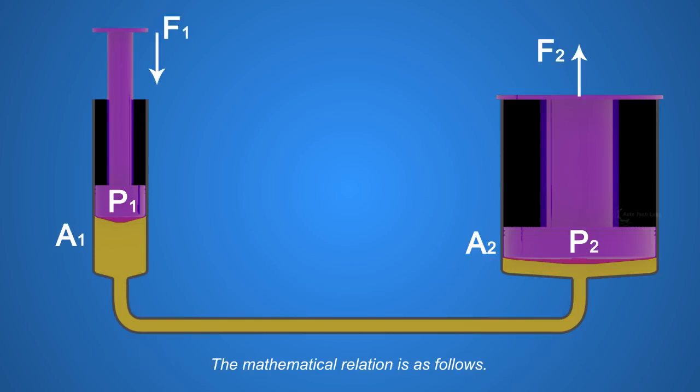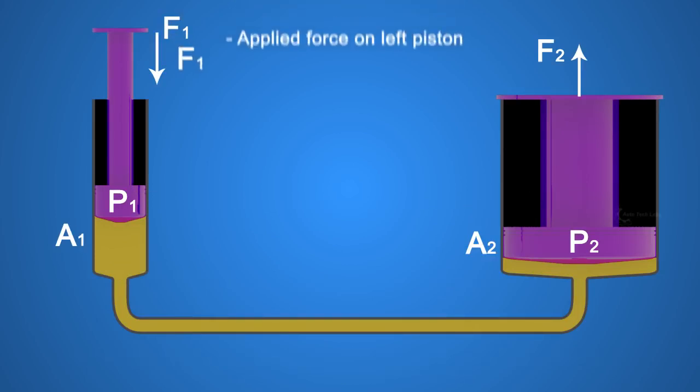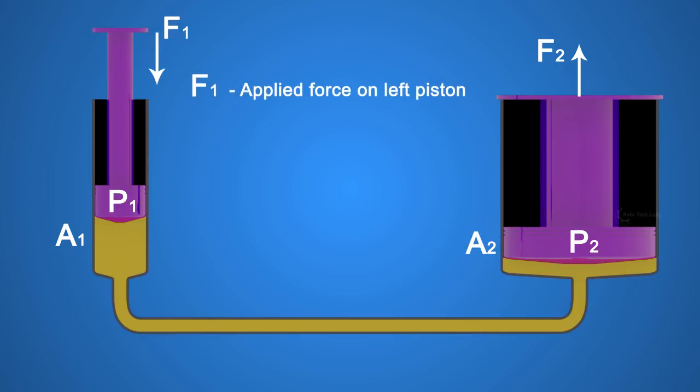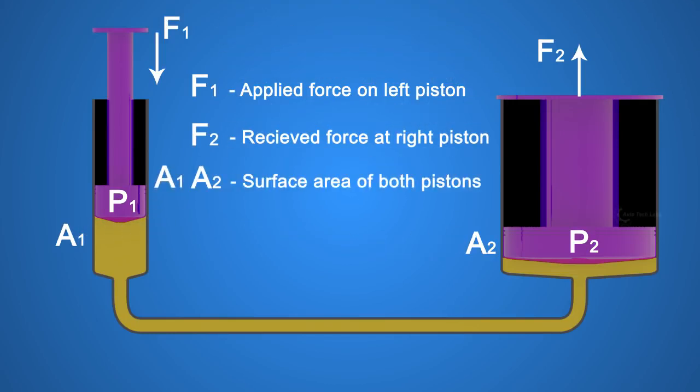The mathematical relation is as follows. F1, applied force on left piston. F2, received force at right piston. A1 and A2 are surface areas of both pistons. P1 and P2 are pressure experienced by both pistons.